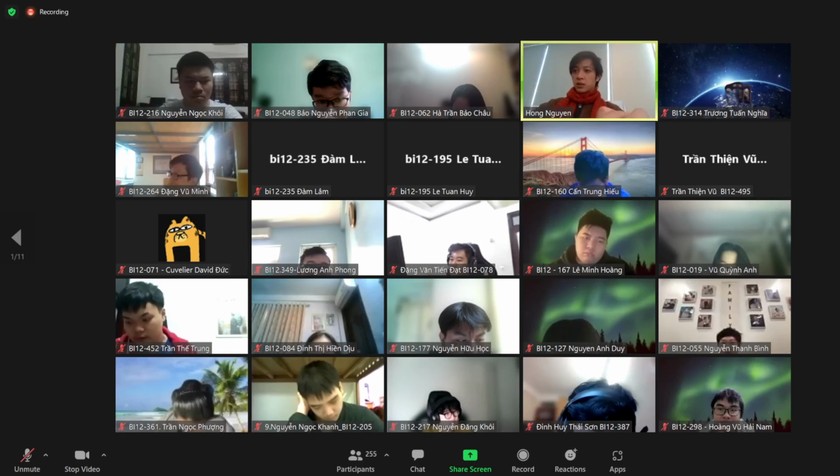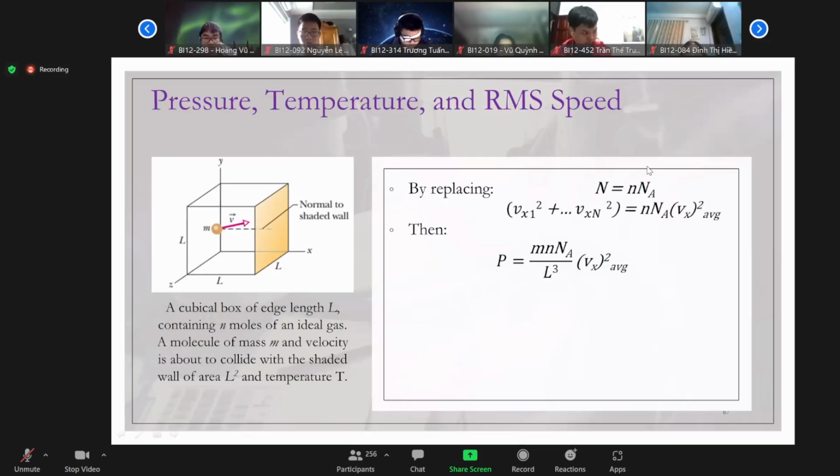Is it okay? Yes. So we replace the big N here with Na, the number of moles times the constant, Avogadro's constant. Okay, one step. The second step, here we just take the average. When we take it out, we will have an average that we will define later.